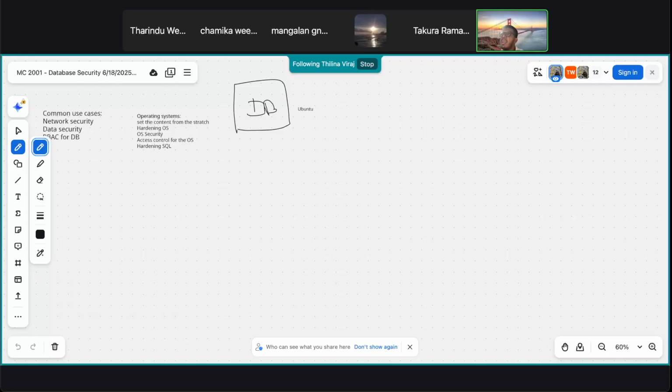What else? The encryption, the data at rest and data in transit. Yeah, that will be a security issue for both, actually. I will put it in here: encryption at rest and in transit, right? So that will be a concern for both scenarios.